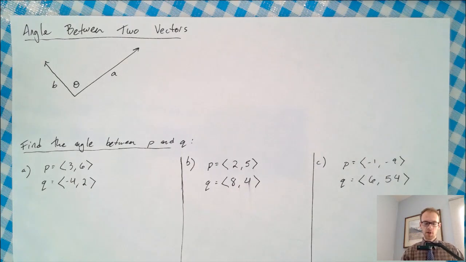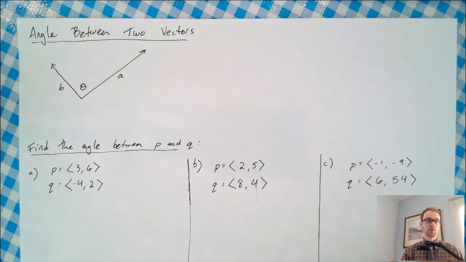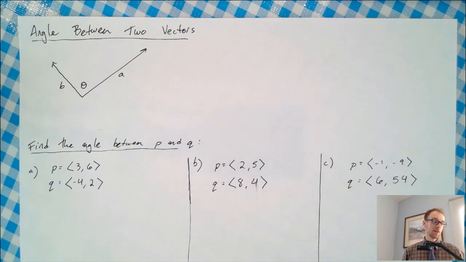All right, guys, let's move on to the next topic here, finding the angle between two vectors. In the last video we learned how to find the dot product of two vectors, and how to use the dot product to see whether two vectors are orthogonal or not, 90 degrees. If the dot product is 0, that means our vectors are 90 degrees.